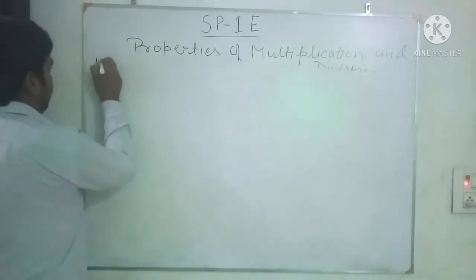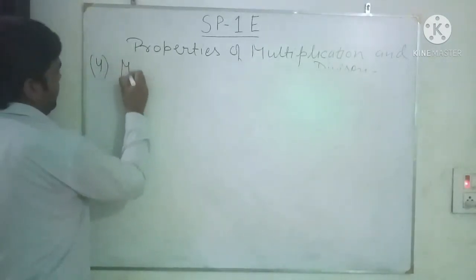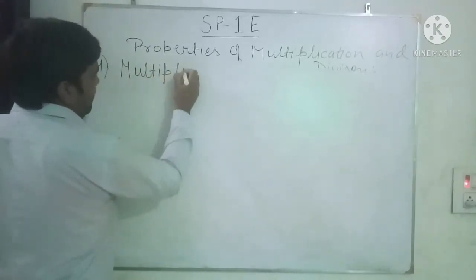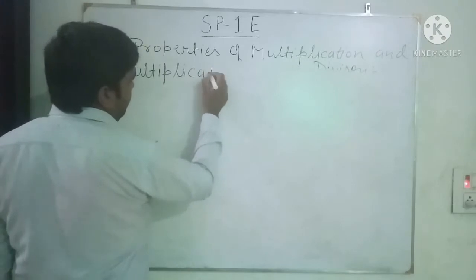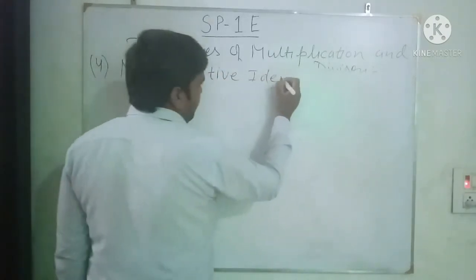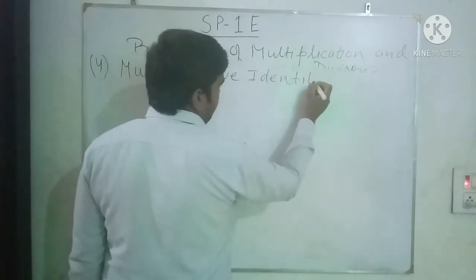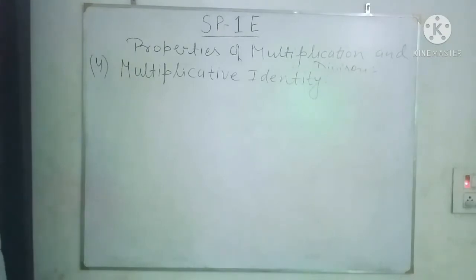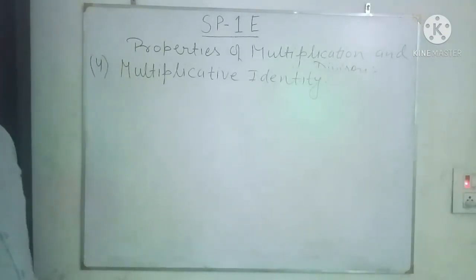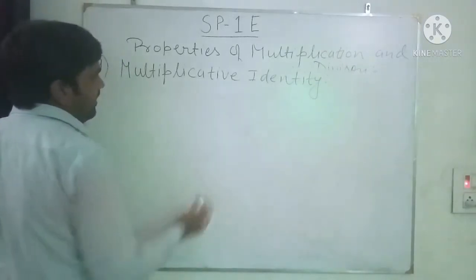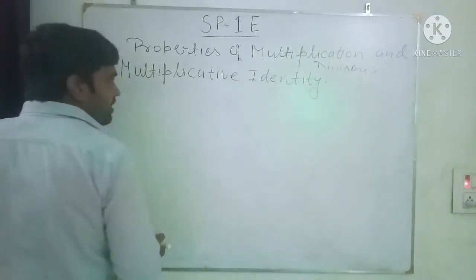Next property, multiplicative identity. So what is the identity element of multiplication for integers? The multiplicative identity for the integer is 1.